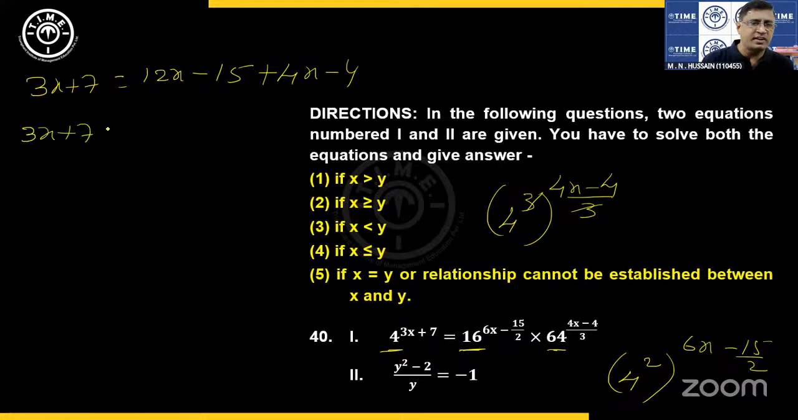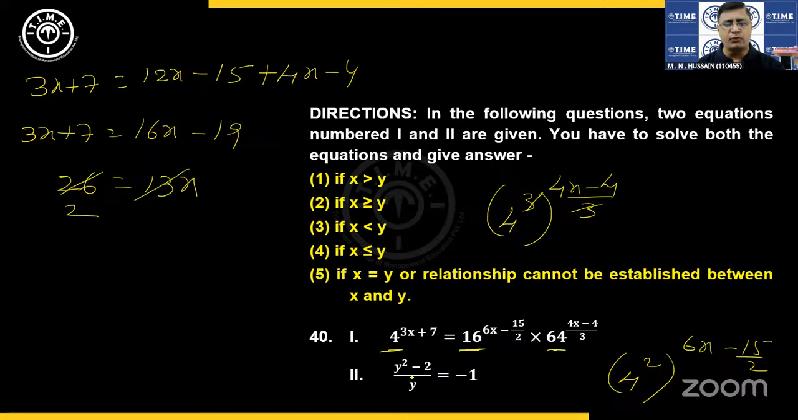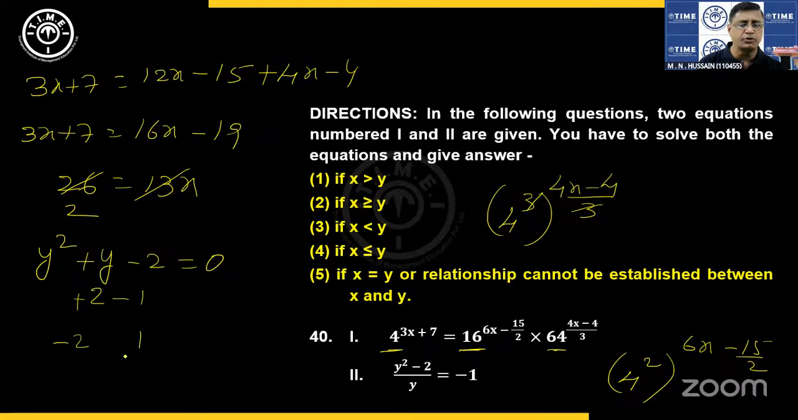3x plus 7 is equal to 12 plus 4, that is 16x minus 19. Simplify. 16 minus 3, that is 13x is equal to 26. The value of x is equal to 2. What about the value of y? Here we get a quadratic equation. y square plus y minus 2 is equal to 0. The values here, 2 minus 1, means minus 2 and positive 1 are the factors. Factors are 2 and minus 1. The roots are minus 2 and 1.